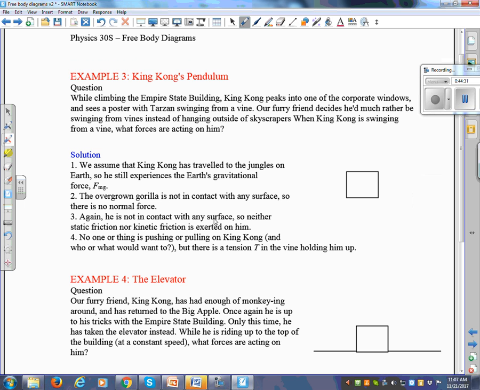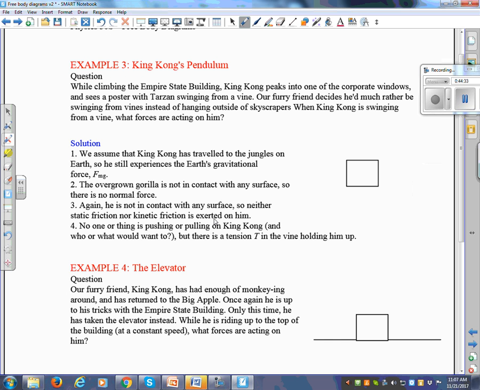Okay, two more, quickly. When climbing the Empire State Building, King Kong peeks into one of the corporate windows and sees a poster with Tarzan swinging from a vine. Our furry friend decides he'd much rather be swinging from vines instead of hanging outside skyscrapers. I just don't know where this stuff comes from. When King Kong is swinging from a vine, what forces are acting on him?